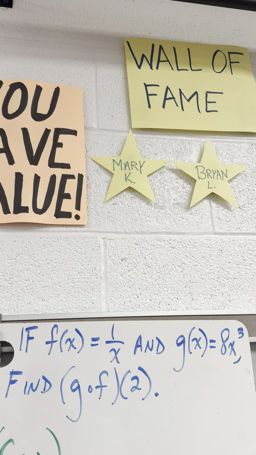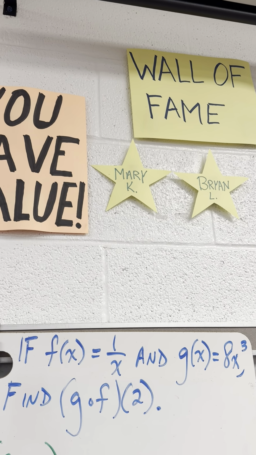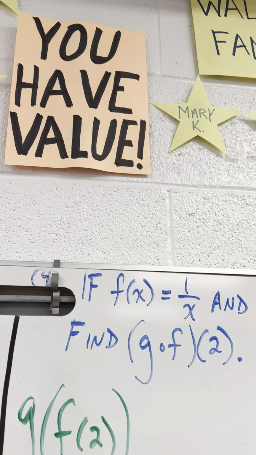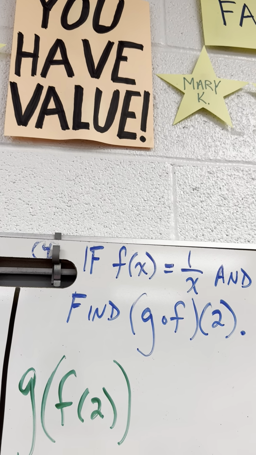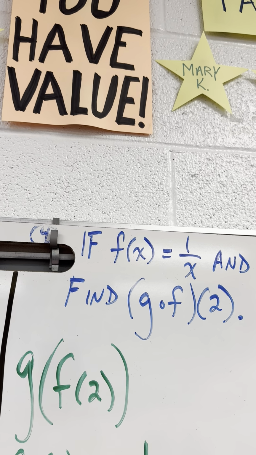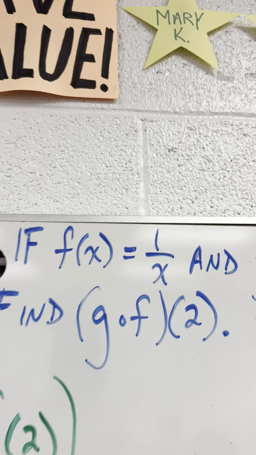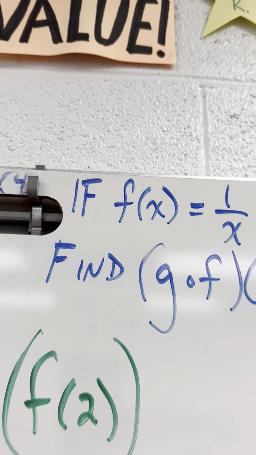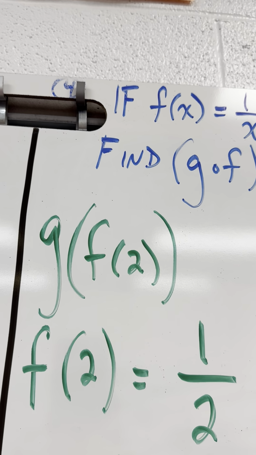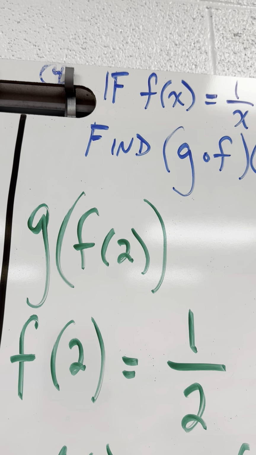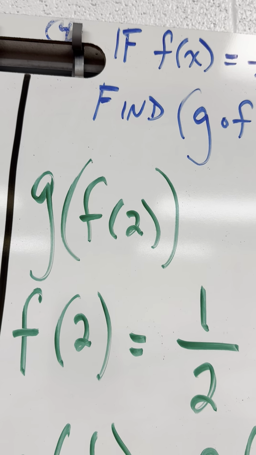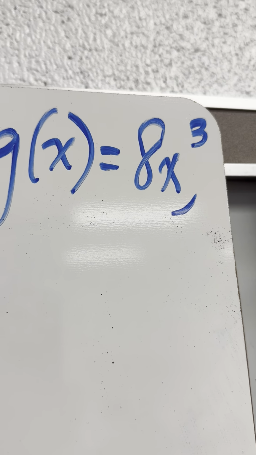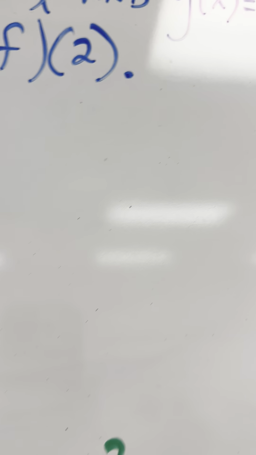If f of x equals 1 over x and g of x equals 8x to the third, find g of f of 2. Also could be written like this, g of f of 2. So we're going to do f of 2 first. In other words, instead of x here, we're going to put in 2. f of 2 is 1 over 2. Okay, so now we're going to do g of 1 over 2. So instead of 8x to the third, we're going to do 8 times 1 over 2 to the third.